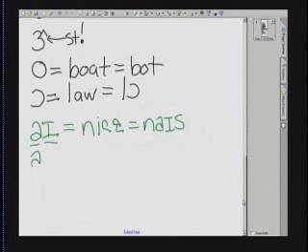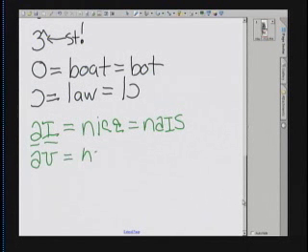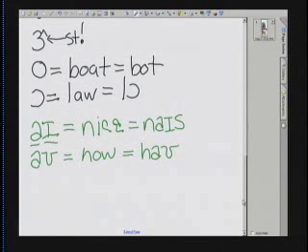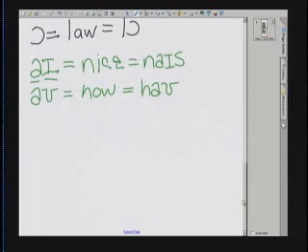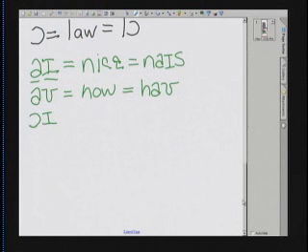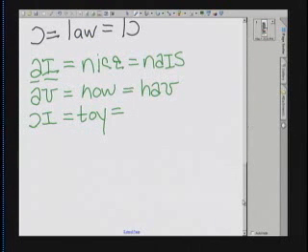Our next diphthong is the ow sound, as in the word how. Phonetically, you would write this how. And finally, the next diphthong is the oi sound, as in toy. I like toys. Phonetically, we would write this simply toy.